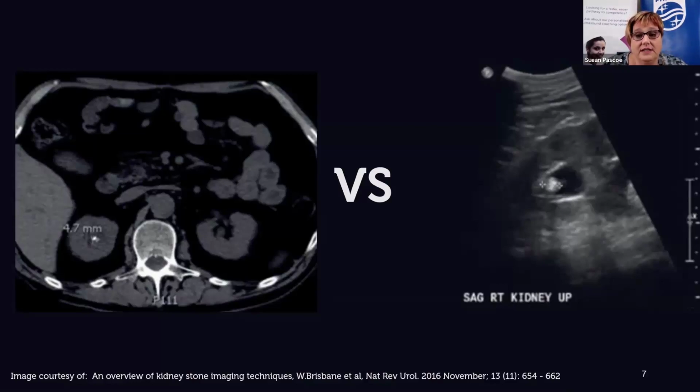You might also be considering the time that you need to wait for access to the CT versus the immediate availability of POCUS. And as I mentioned before, the patient's body mass index will impact the ability for that imaging modality to demonstrate what we need it to. So patients with a body mass index of over 30 are likely to image more poorly on ultrasound.